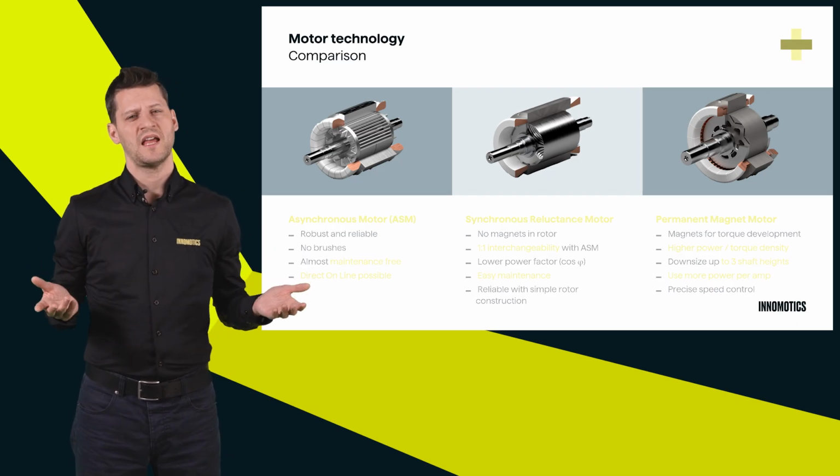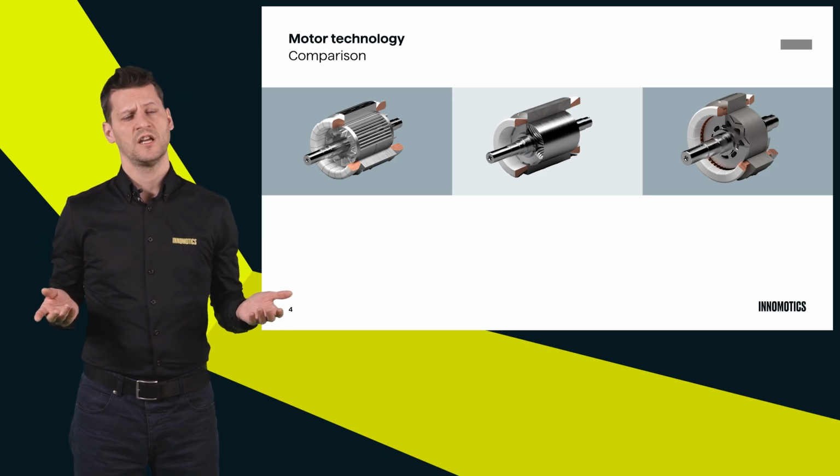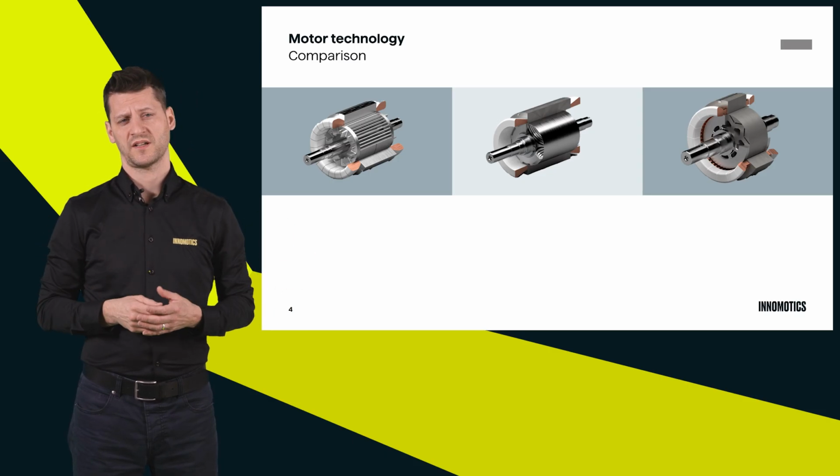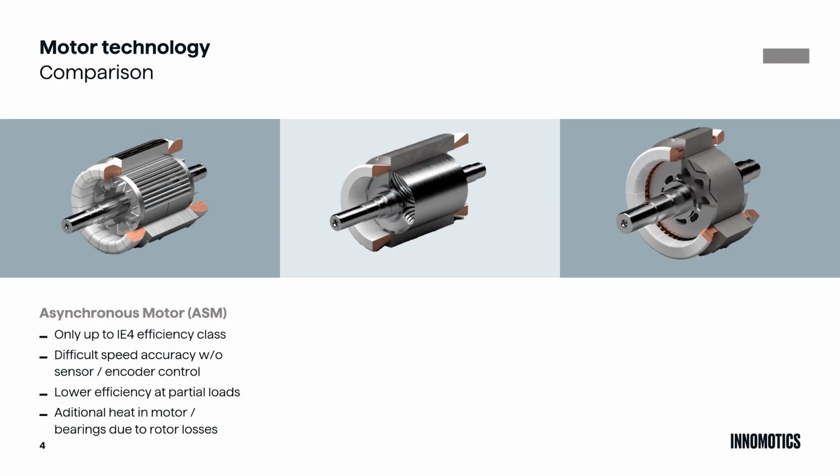But to better understand in which application which motor technology excels, you also need to know their drawbacks. So let's have a look at disadvantages. Asynchronous motors are, due to their rotor construction, only up to IE4 efficiency class.